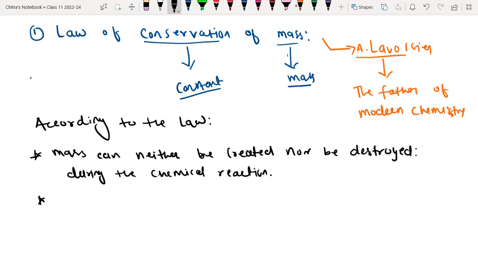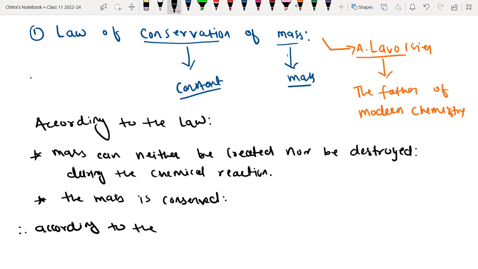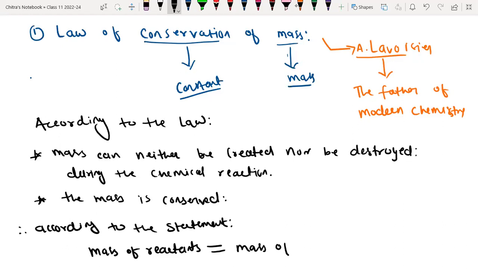Therefore, the second point I'm writing: the mass is conserved. Therefore, according to the statement, what can we write? Mass of reactant is always equal to mass of product.